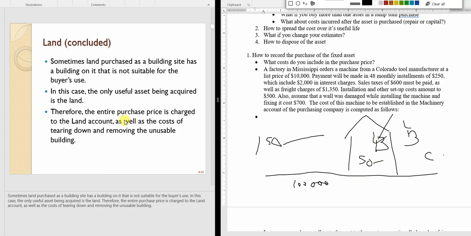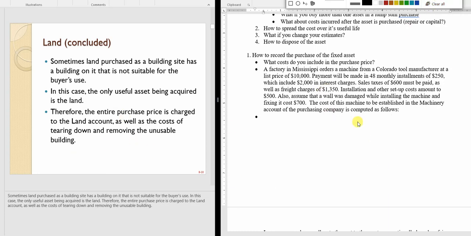because my intent was to use the building. Okay, so make sure you know that if your intent is to tear down the building when you buy it and not use the building, the entire purchase price is charged to the land.